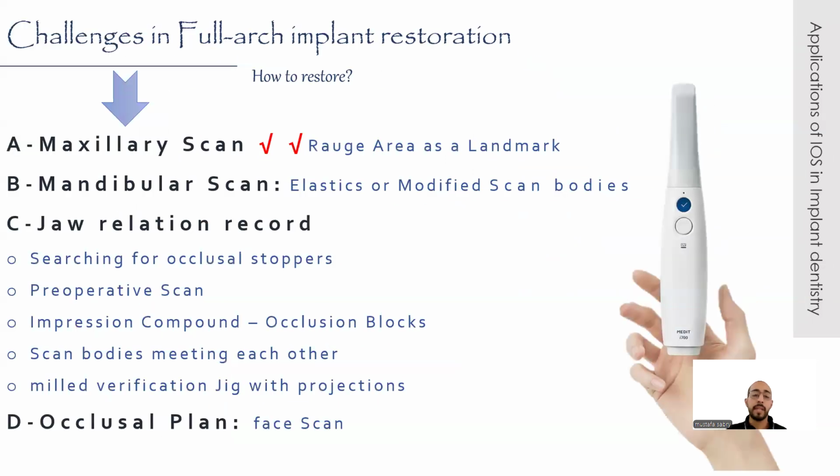So I want to start from the end. When we are planning for full arch, the maxillary scan, most probably we don't have a problem, thanks to the rugae area, thanks to the good keratinization. But with the mandible, we need to guide our scanner with a continuous scanning strategy. And I will show you some old classical techniques for continuous scanning strategy.